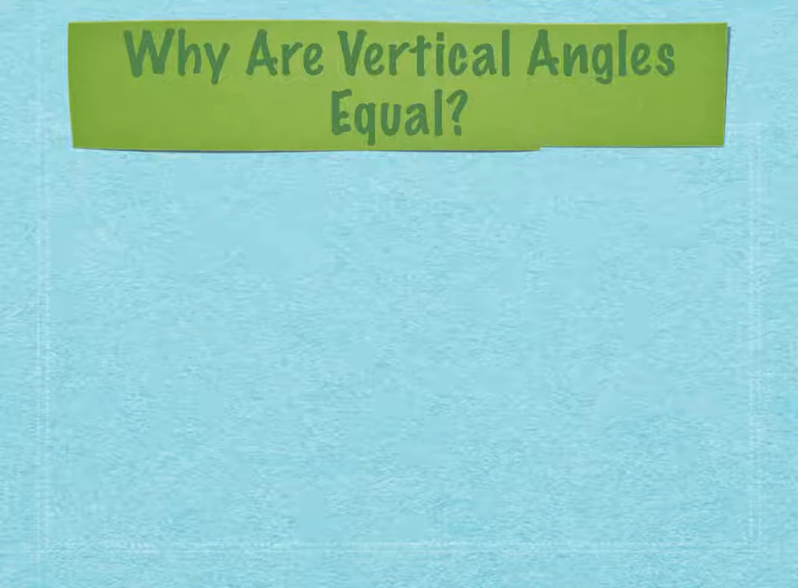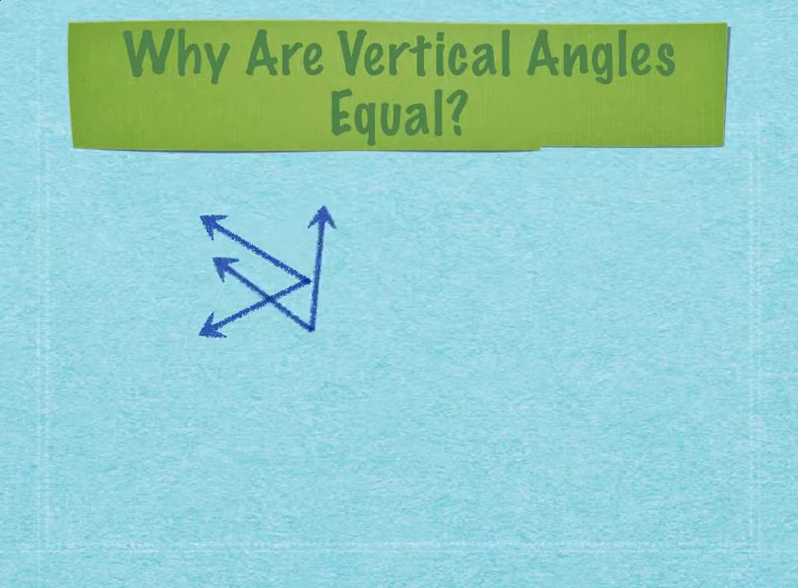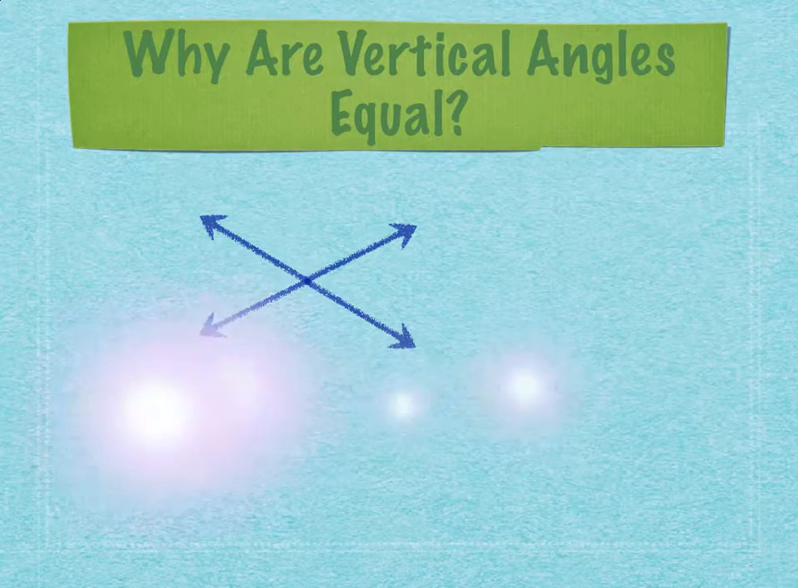All right, I don't really want to do that one right now. Why are vertical angles equal? Because you can rotate them, like in a rotation, and it's the same angle done right there.